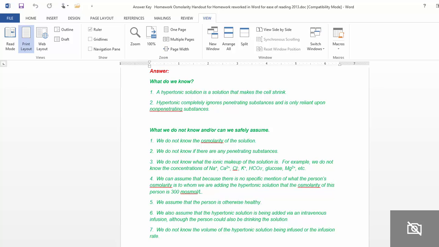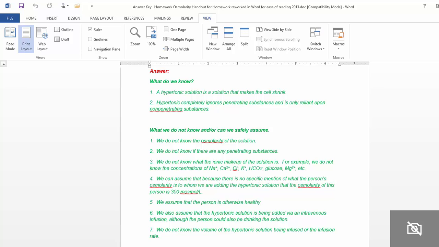Hypertonic solution that makes the cell shrink. Hypertonic completely ignores penetrating substances. The other thing you know, and I didn't put this in here, and again, I was sort of in a rush when I did this, but you can add, we can go through it. You know that it's sodium chloride. So it's essentially an IV bag that you'd be giving somebody in a hospital.